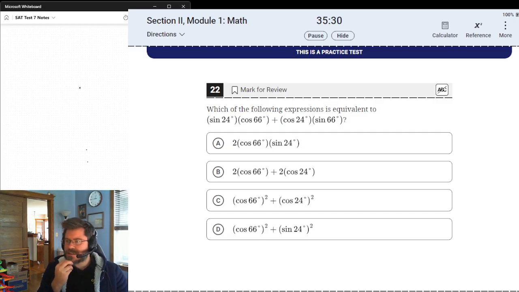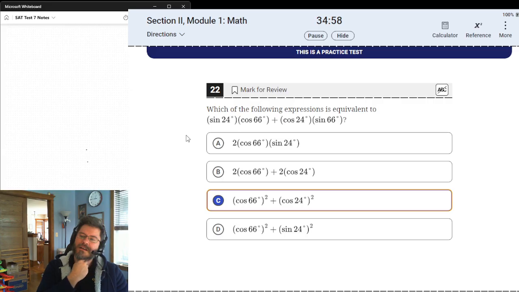All right, so which of the following is equivalent? You could just jam this into Desmos. But this is also kind of a cofunction identity type of thing. Sine of 24 is equal to cosine of 66. Like for those of you who know cofunction, those are equal to each other. So I'm tempted to pick C just because of the cofunction identity. Yeah, this is weird. I haven't seen this on an SAT in a long time. So, cofunction identity.